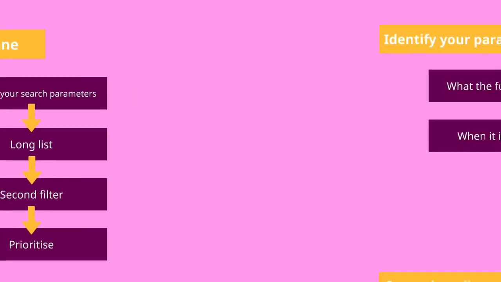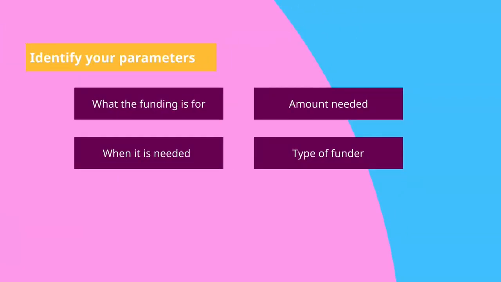First, identify your parameters. What is the funding for? This will be based on your delivery model and funding need. Then, how much do you need? And how will you make this amount? One or multiple funders? When do you need the funding by? Is it for in-year or for another year?